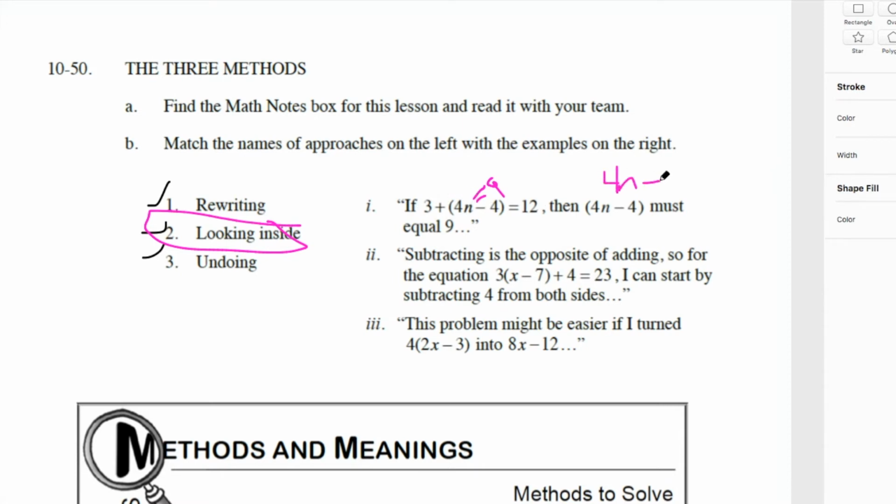That is looking inside. This occurrence of the variable here in the grouping, that whole grouping has to equal 9 in order to get us from 3 to 12. And that's looking inside. Okay, part 2, subtracting is the opposite of adding. So for this equation, I can start by subtracting 4 from both sides. Cool. So doing the opposite, that is undoing, my friends. That's totally undoing. Okay, the last thing that happens to x in this situation is the plus 4, right?